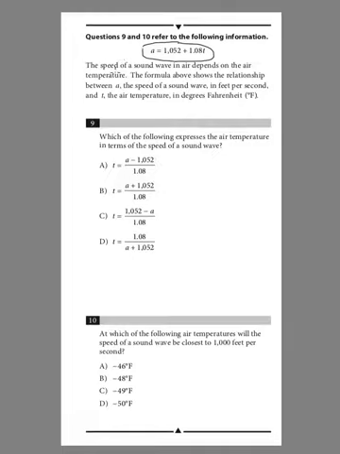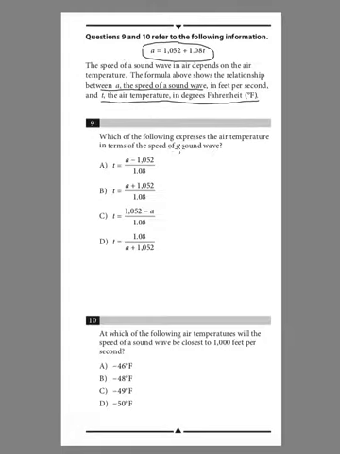It says the speed of a sound wave in air depends on the air temperature. The formula shows the relationship between A, the speed of the sound wave in feet per second, and T, the air temperature in degrees Fahrenheit. We're going to underline it. So if the degrees Fahrenheit changes, the speed of the sound wave will change. And 1052 is some sort of default value. All right, let's look at the questions now.